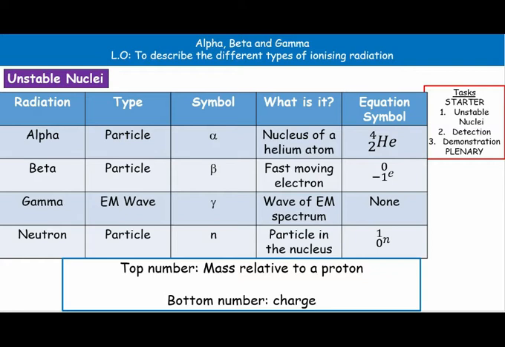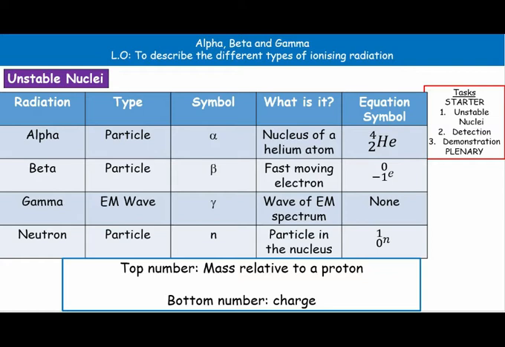So what we have in this table are our four types of radiation: alpha, beta, gamma, and neutron. Now, what I've given you there are the key bits of information about each one. So we've got the type of radiation it is, we've got the symbol for it, we've got what it really is, and then we've got the equation symbol for it as well.